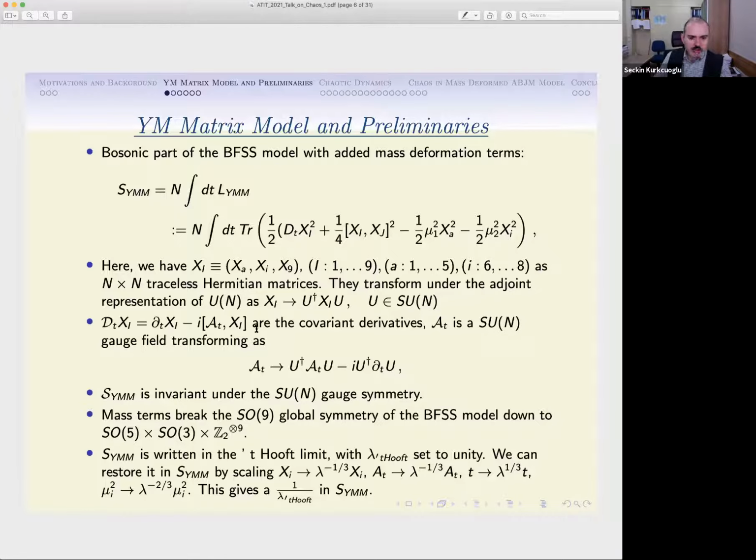So where is the definition of the covariant derivative? It's here. So the covariant derivative is defined in this way, and this A_t is a gauge field. There's just a single gauge field in this entire theory, and that is given by this A_t. It's an SU(N) gauge field which transforms under the SU(N) gauge transformations in this manner.